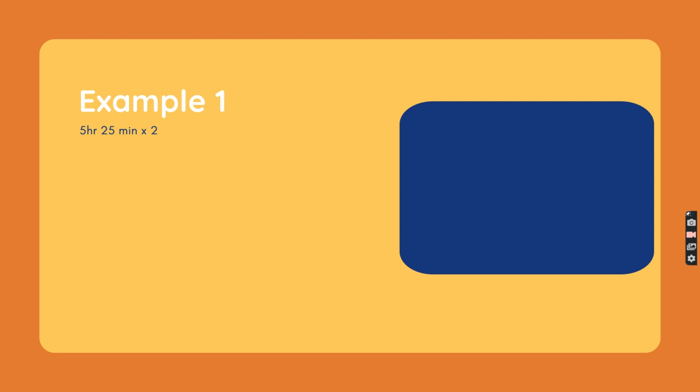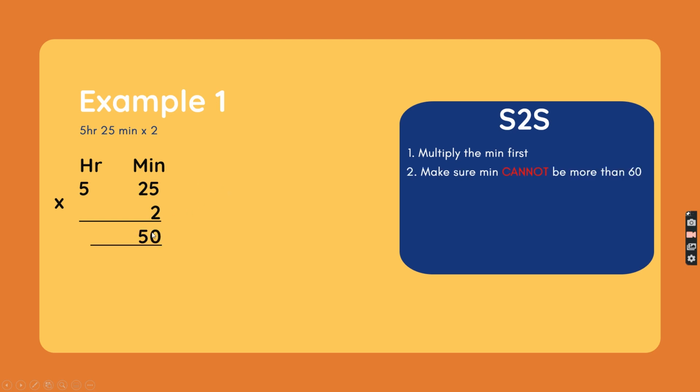So example 1, 5 hours 25 minutes times 2. So as usual, I'm writing down our S to S here on this side. We're going to rewrite that in column form first. So we have our hours here, and then we have our minutes here. So 5 hours, 25 minutes, we are going to multiply it by 2. So step 1, multiply the minute first. So 5 times 2 gives us 10. So 0 goes down here and 1 goes at the top. So 2 times 2 gives us 4 plus 1 gives us 5, so 50.